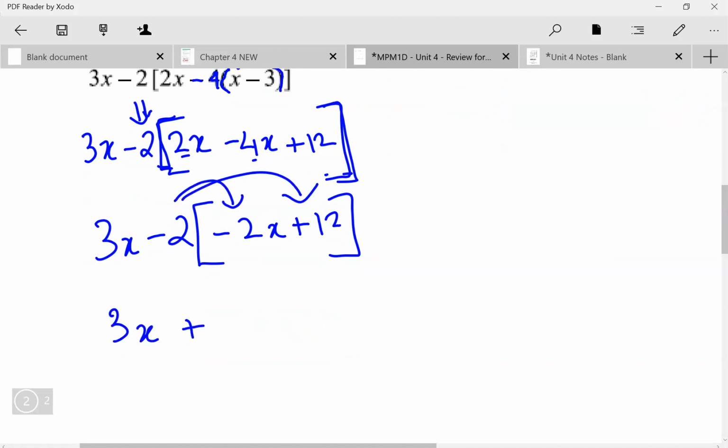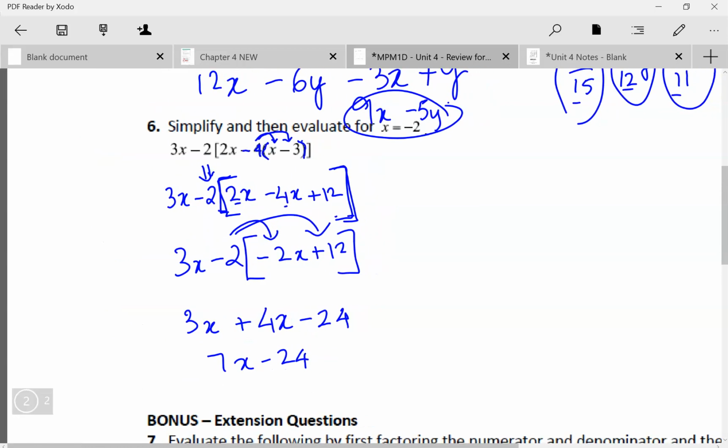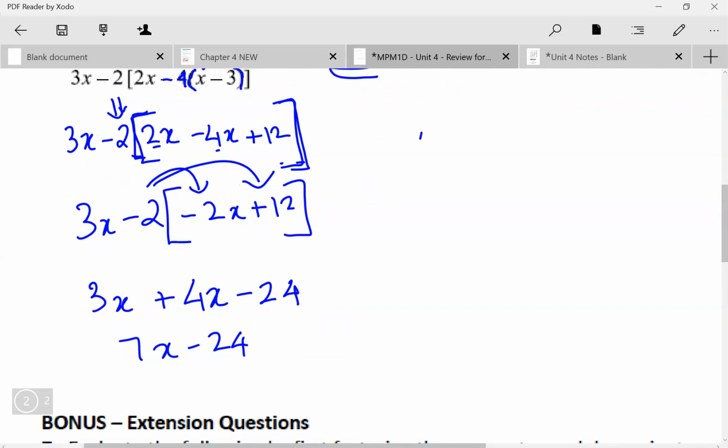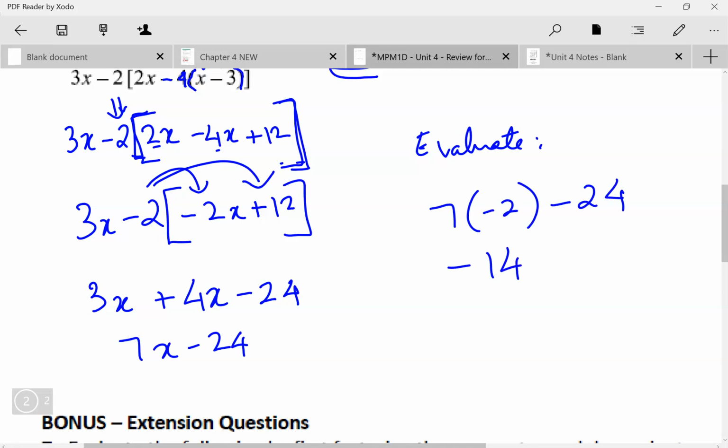Distributive property. Combine like terms. Don't forget, evaluate for x equals negative 2. Boom. That's my answer.